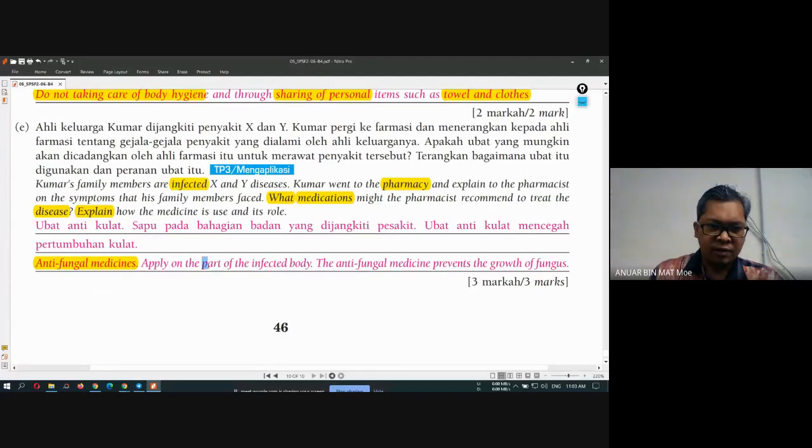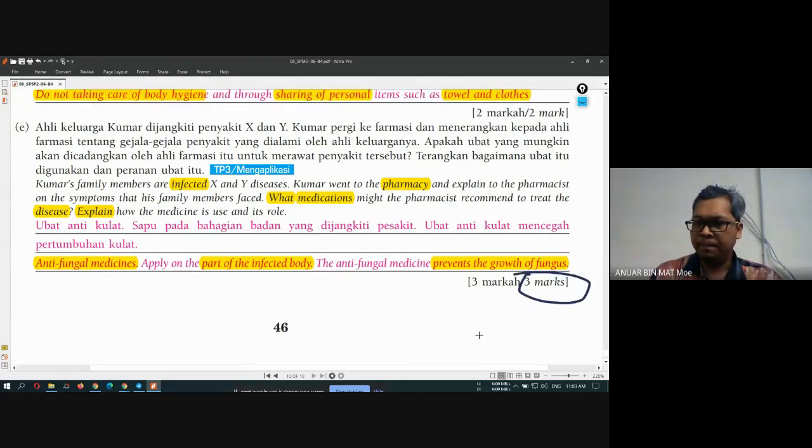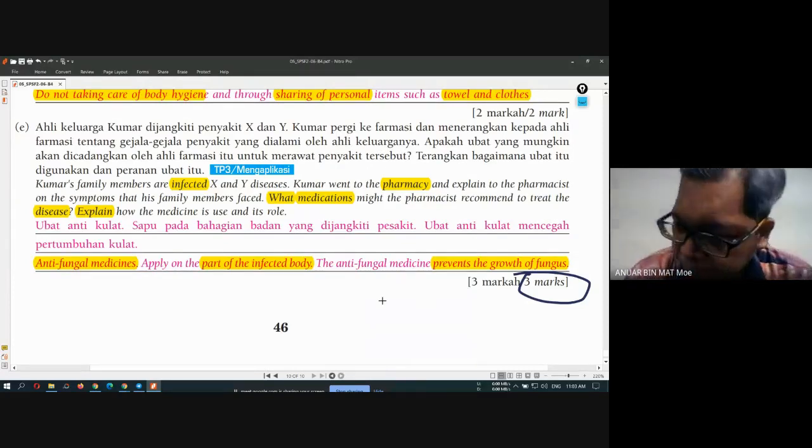Apply parts of the body, answer number 2, and then prevent the growth of the fungus, answer number 3. So altogether we have 3 marks here. Okay, the name of the drug, the name of the medicine, how to apply it, part of the infected body, and then what we call the function of the medicine: to prevent the growth of fungus. Okay, any problem? Is it okay?